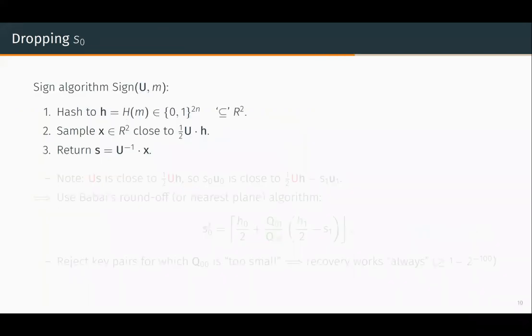So let's go into that. So how signing works exactly is that we hash a message to a target, and this h is then a bit string of length 2n.